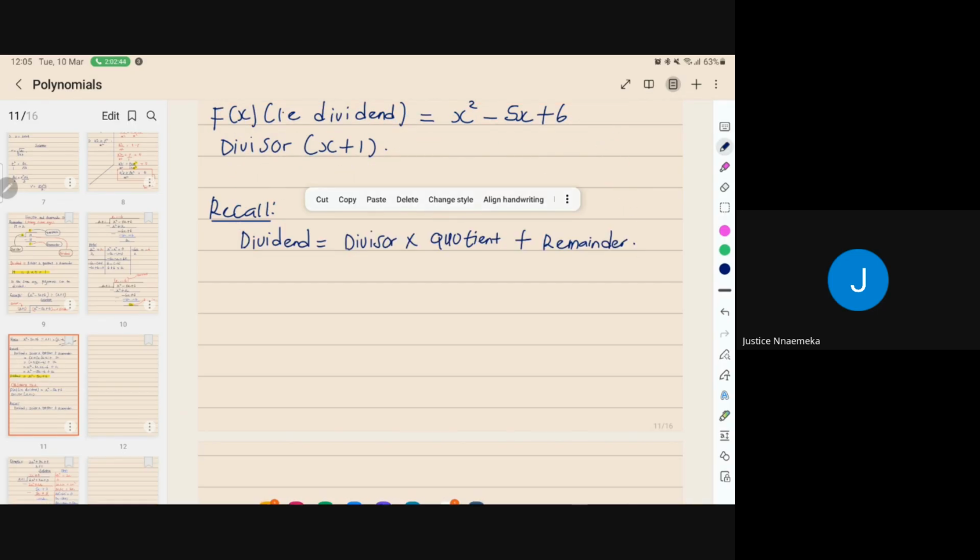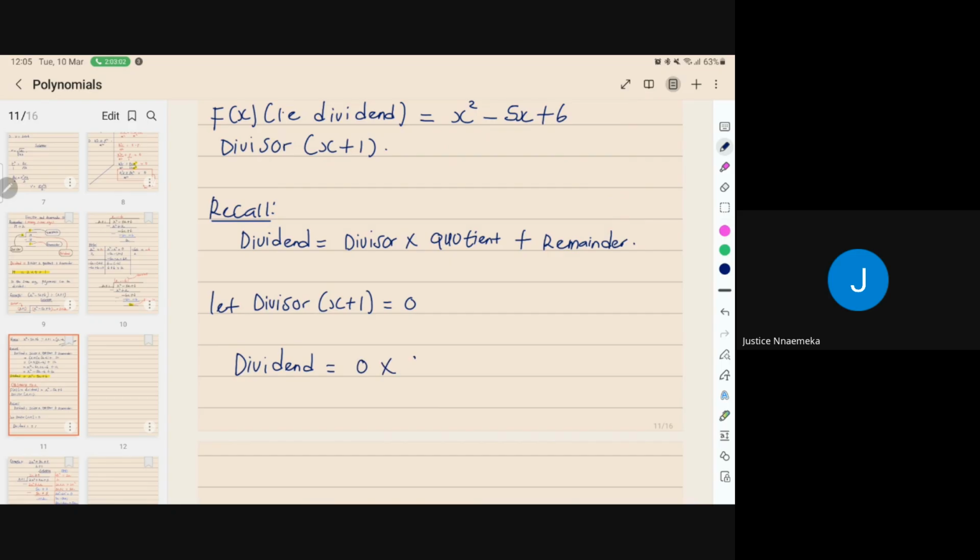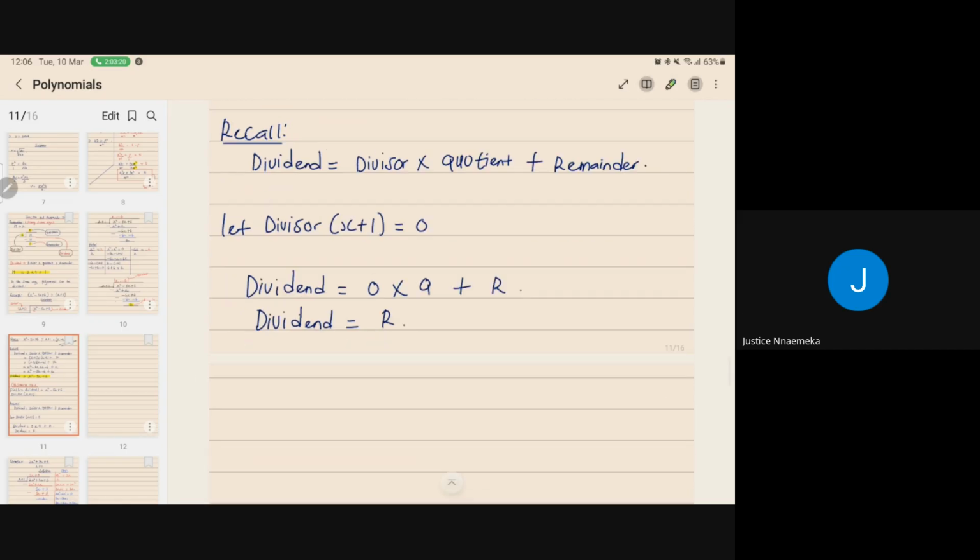Now, let the divisor, in brackets, x plus 1 be equal to 0. Then the dividend will be equal to 0 times the quotient plus the remainder. Are you seeing it now? 0 times the quotient plus remainder. So it means that the dividend is equal to what? R. What does this imply?